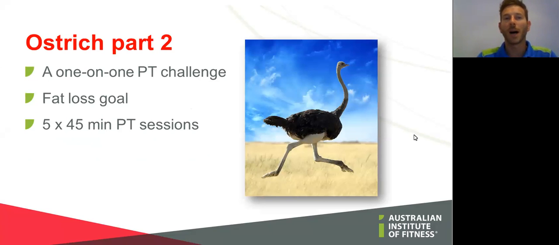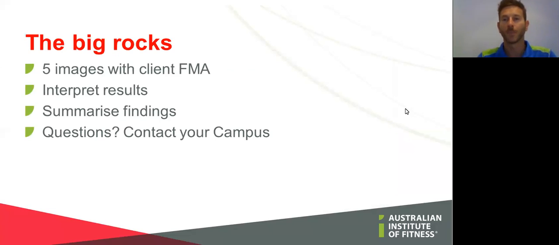Next is your part 2 of your ostrich. This is a one-on-one PT challenge. And again, the goal is about fat loss. You need to design 5 45-minute PT sessions for this client, all addressing the goal of fat loss. Please ensure when you submit this assessment, you have 5 images with the client doing a functional movement assessment.